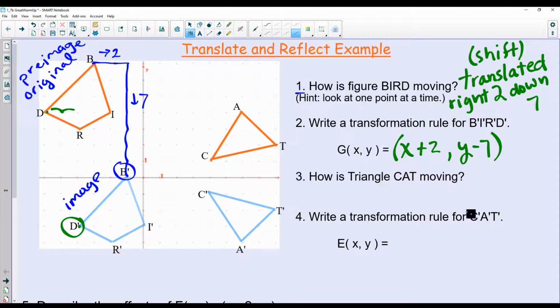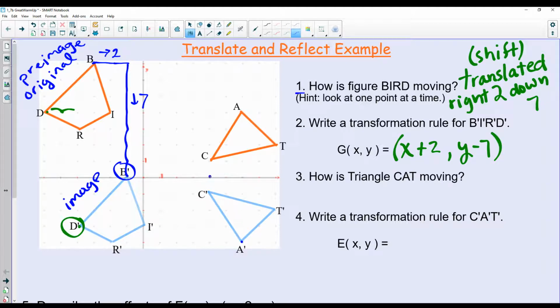Now let's look at triangle cat, okay? So triangle cat, how is it moving? Well, I know it's congruent, okay? It's the same size and the same shape, but it is oriented differently. If we look at how this triangle is, A is pointing to the top, and now A is pointing to the bottom, kind of like that. We notice that all of the letters still line up vertically, okay? But it has been flipped over.